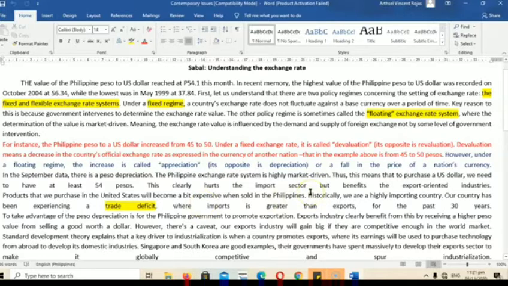But however, it could also be beneficial to the export-oriented industries. Why? Because products that we purchase in the United States will become a bit expensive when sold in the Philippines. Would it be beneficial for the export-oriented industries? Because since it really hurts the import sector, we would decrease our import sector, but we would be intensifying or magnifying our export-oriented industries. So since we are declining our demand for import sector, we would be increasing our export-oriented industries.